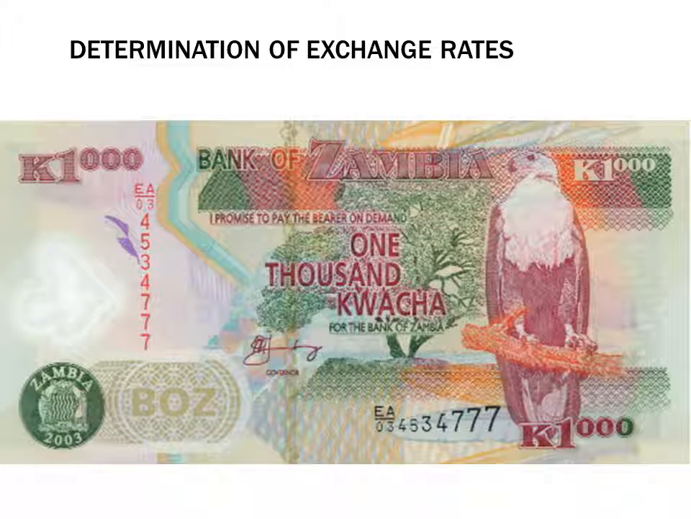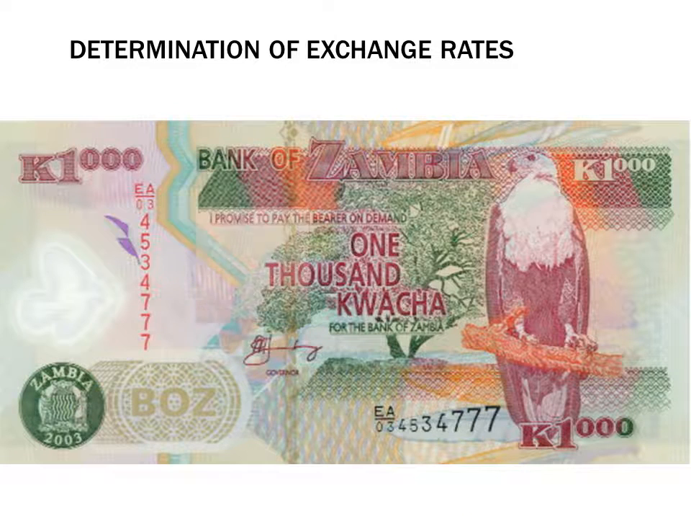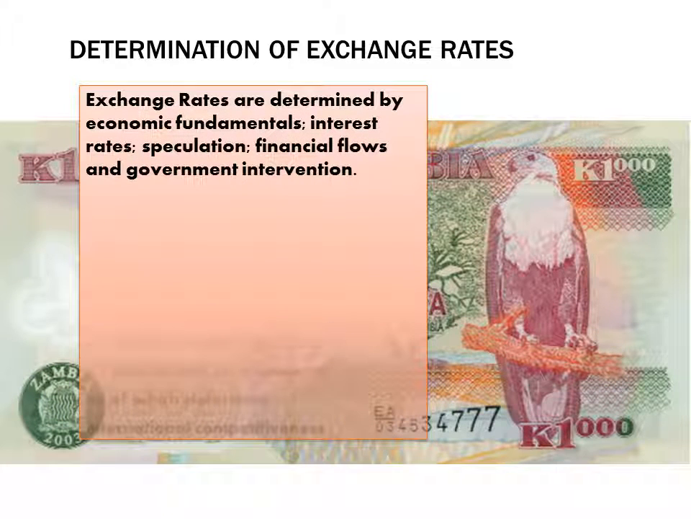So, for revision purposes, and because the examiners clearly want you to remember this stuff, what determines exchange rates? Well, economic fundamentals determine exchange rates, which affect competitiveness and trade, exports and imports, but also the level of interest rates. Speculation is a really hugely important determinant of exchange rates in the short run, financial flows both in that sense and in the longer run, and government intervention.